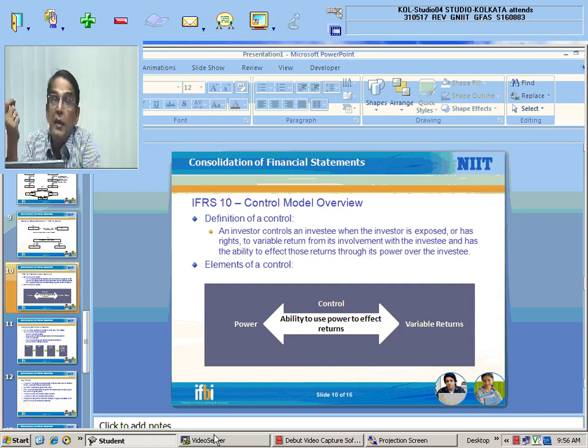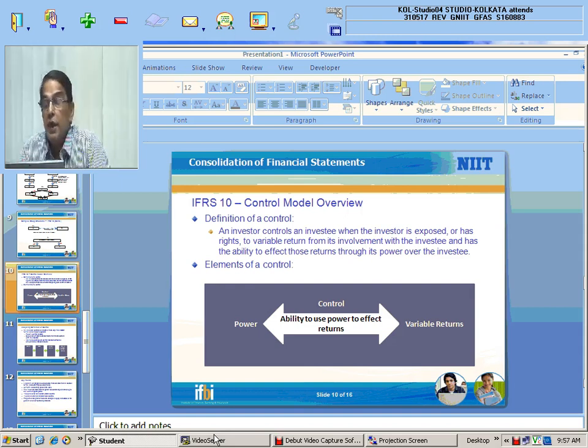So three elements are important to establish the existence of control. Number one, the investor must have power over the investee. Number two, the investor is exposed to variable returns from its investment in the investee. And thirdly, the investor has the ability to use its power over the investee to affect those returns. These three elements are important to understand what is control. Number one, the investor must have some degree of power over the investee.